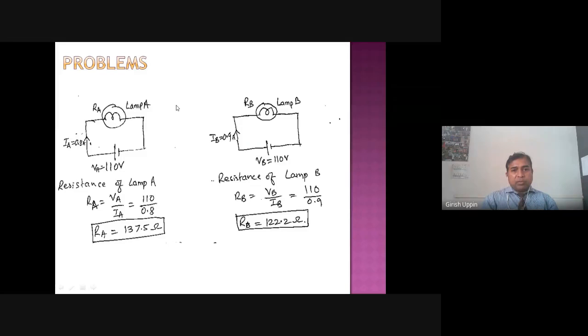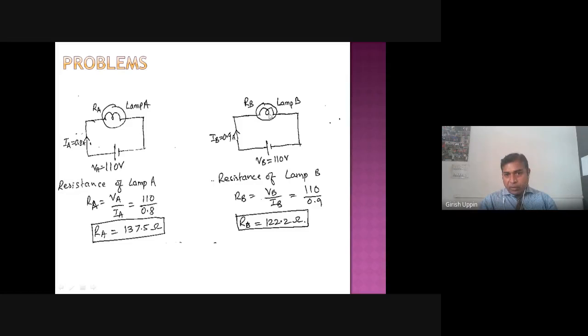I want everybody to work out these problems. If you are not understanding, ask the question. First you will draw the circuit diagram. Whenever a problem is given, first draw the circuit diagram and label all the components. Lamp A can be represented just as a resistor, you don't need to represent the lamp. One resistor Ra, IA is given as 0.8, VA is given as 110 volt. Therefore, Ra is equal to VA by IA, that will come as 137.5.